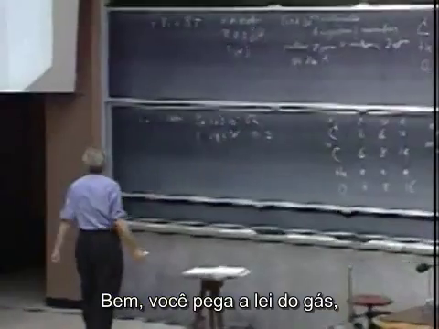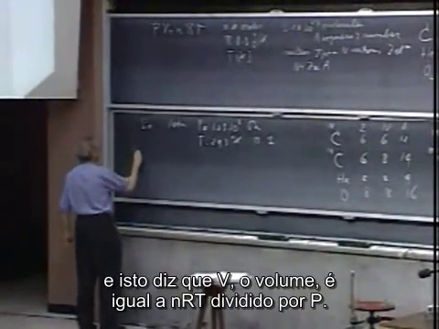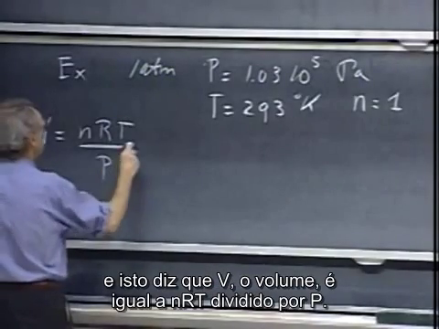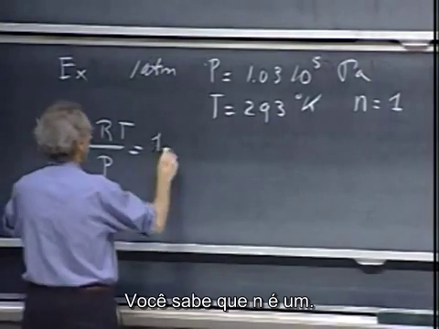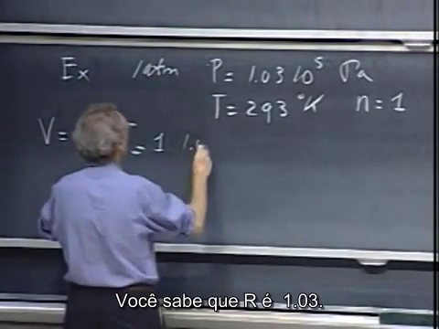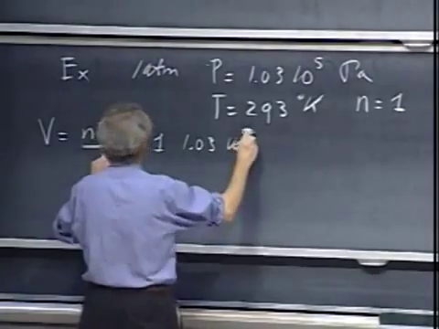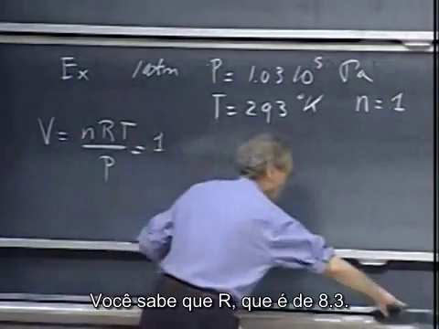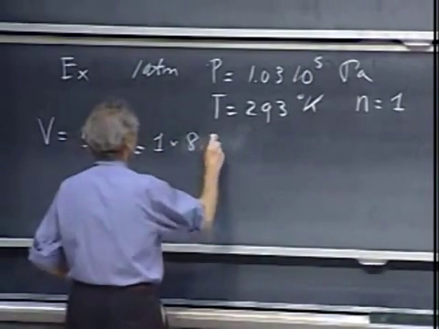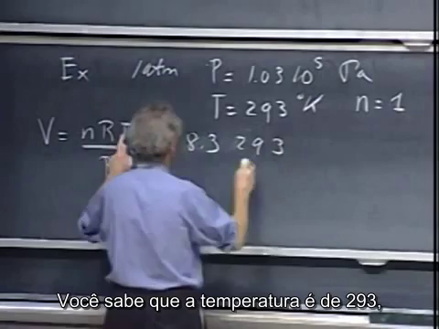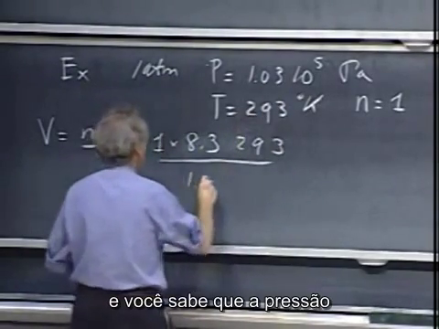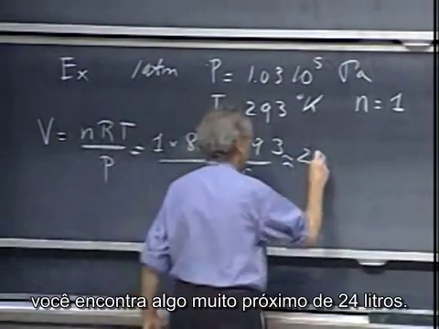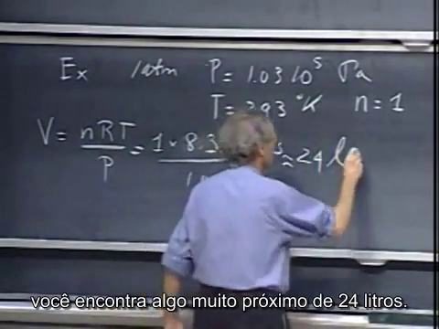Well, you take the gas law, and it tells you that V, the volume, equals nRT divided by P. You know n is 1. You know R, which is 8.3. You know the temperature, which is 293. And you know the pressure, which is 1.03 times 10 to the fifth. And when you calculate that, you find something very close to 24 liters.